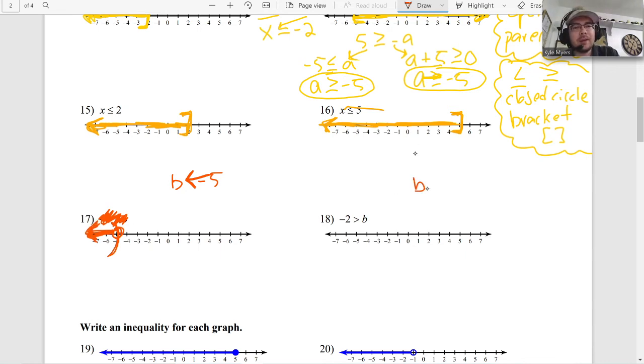All right, here, same thing. I need to flip it around. B is less than -2. So that's going to start here at -2, open circle, and then I go left. Okay, and an open circle would be a parenthesis. So there you go, parentheses.